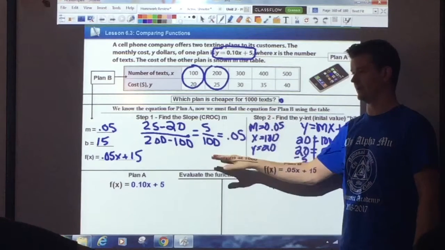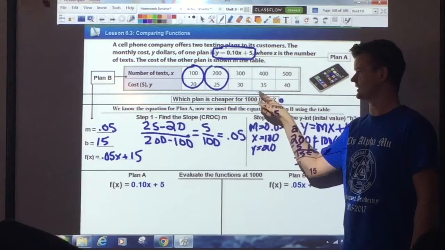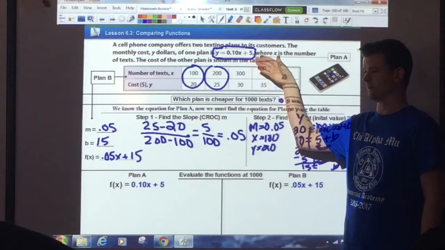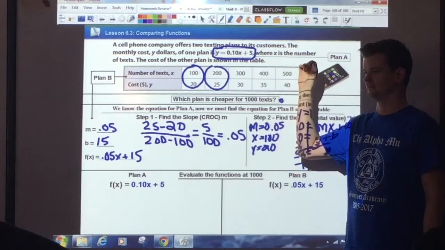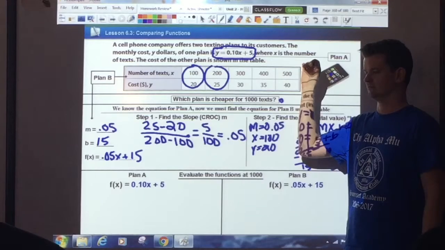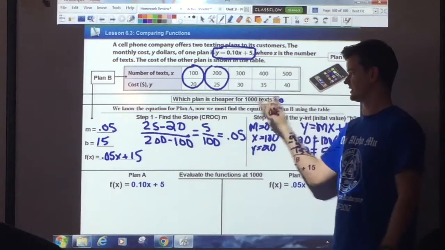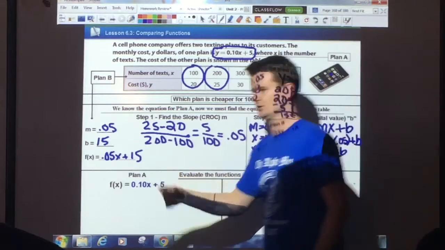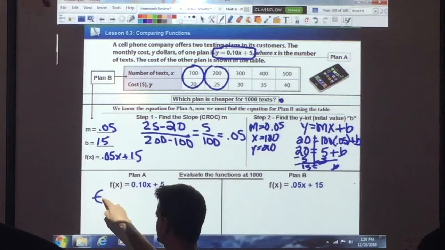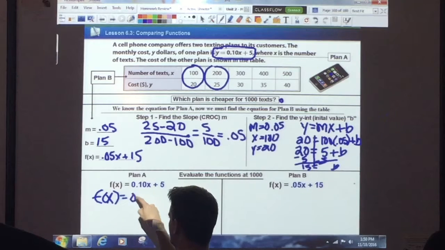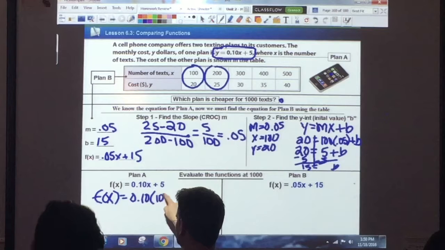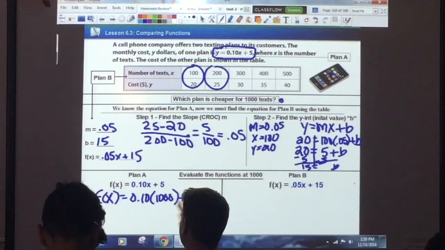Well, we want to evaluate plan A, but for 1,000 text messages. So I look at the table, text messages, is that X or Y? X. So that means we're going to substitute in 1,000 for X. So we'll write f of x is equal to 0.10 times 1,000 plus 5.